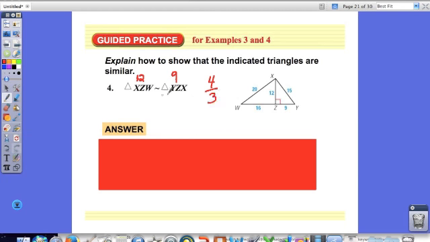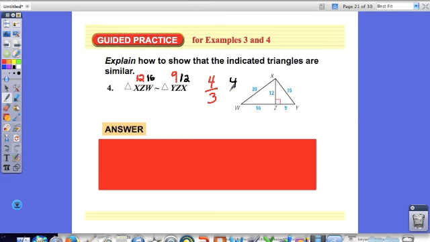Then they want to compare side ZW, which is 16, to side ZX, which is 12. Once again, that's a ratio of 4 to 3.